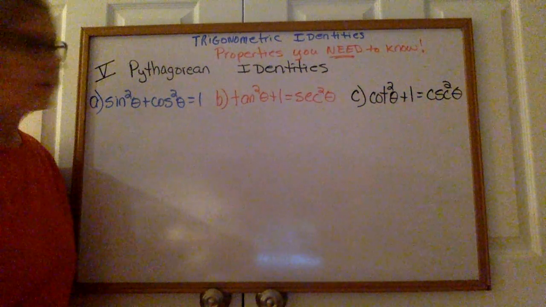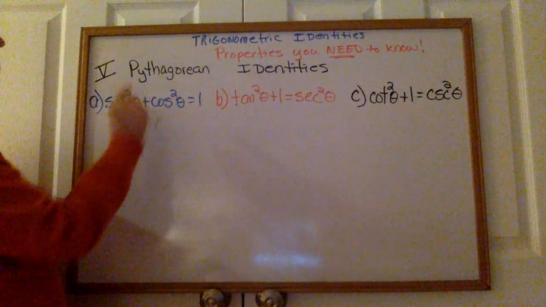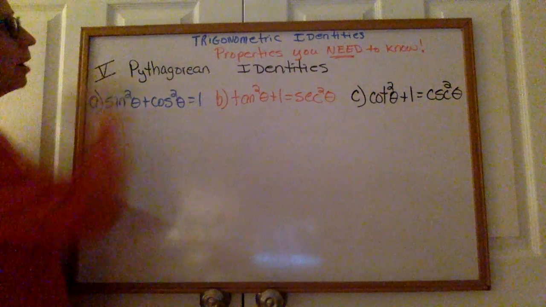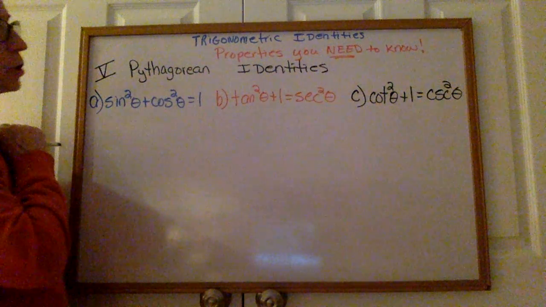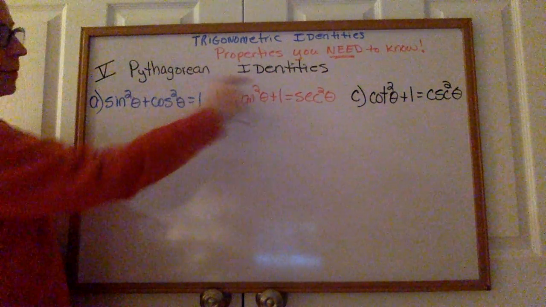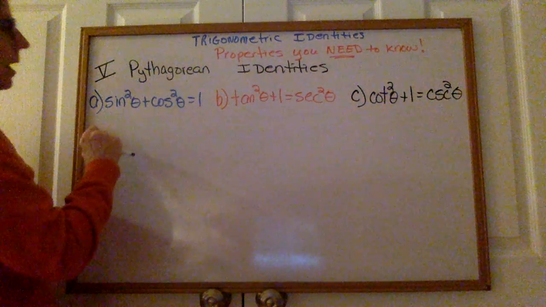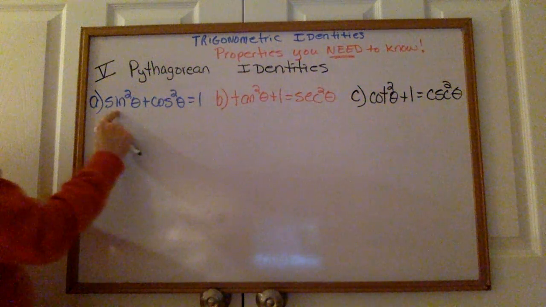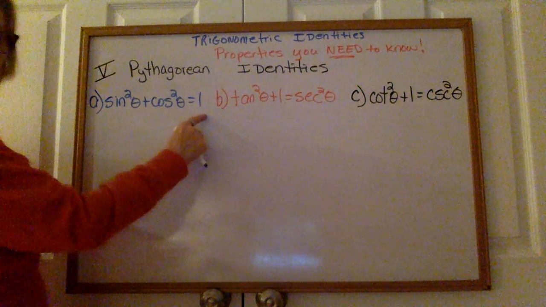Hi guys. So today we're going to be talking about some more properties that you need to know in order to establish a trig identity. So this set of identities are the Pythagorean identities. They start out with sine squared plus cosine squared is equal to 1.